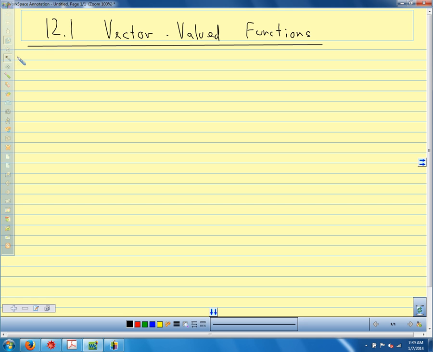We're going to talk today about vector valued functions. It sounds a little intimidating, but it's really nothing that we haven't seen before. We're just going to take what we know in a little bit different direction. No pun intended, right? Maybe just a little.